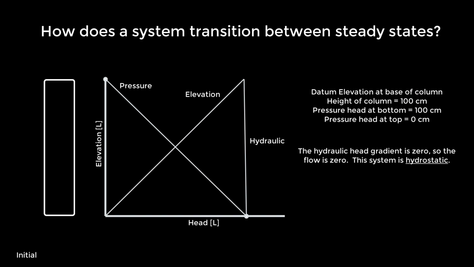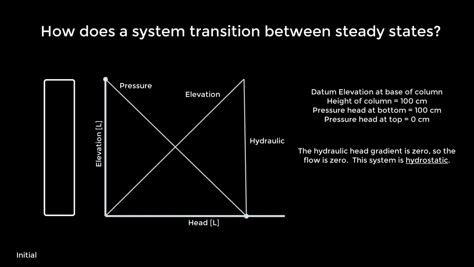The initial condition here is going to be that the pressure head at the top of the column is 0 centimeters and at the bottom is 100 centimeters. And we saw this before. That was a hydrostatic condition. So we can imagine that we have no water that's pouring into the column to begin with.